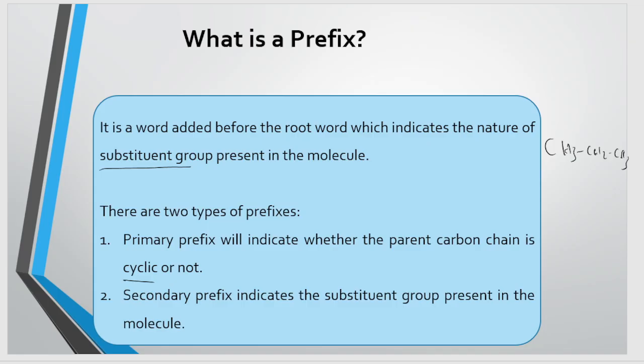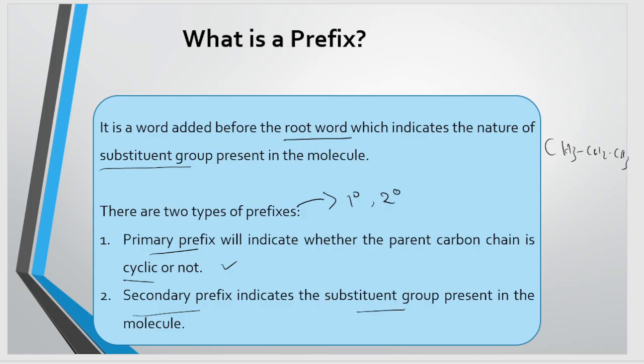Now, what is a prefix? We write the prefix before the root word. It indicates the nature of the substituent group. Prefixes are of two types: primary prefix and secondary prefix. Primary prefix tells us whether the parent carbon chain is cyclic or not. And secondary prefix indicates the substituent group present in the molecule.